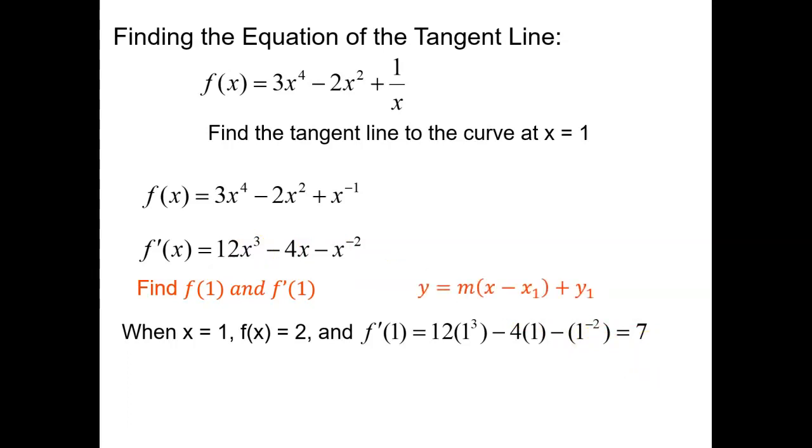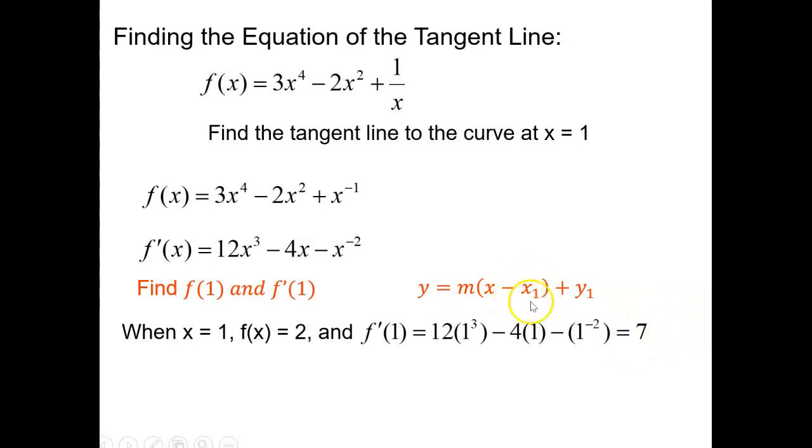We know the equation of a line. Again, from previous courses, we know that the linear equation is y equals m times x minus x1, plus y1. That gives us the point slope form of a line, which is the desired line equation that we want for calculus. Here, we know that the slope is going to be the value of the derivative, which we found here. That's going to go in for m.